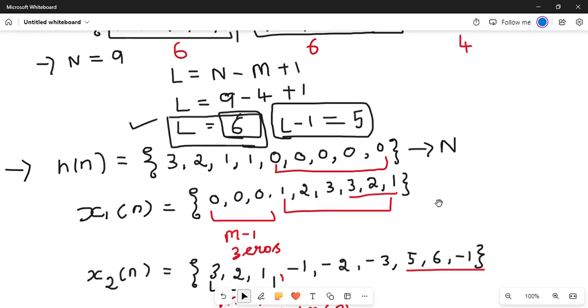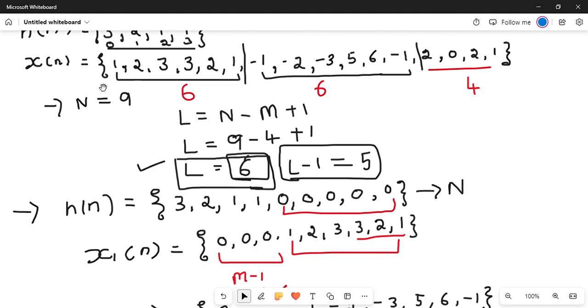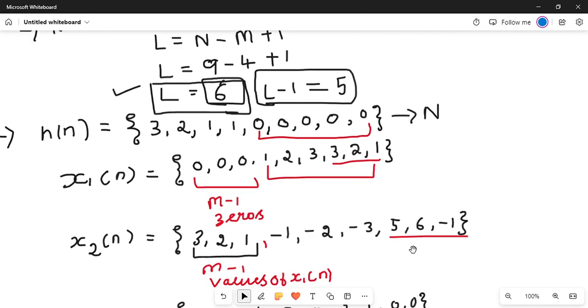Then what do we do? The first 6, that is, when we divided x of n by 6, we got the first 6, that is this 1 2 3 3 2 1. We are adding it over here. We added this over here. Fine. We added 1 2 3 3 2 1 along with m minus 1 zeros. Okay. This is the original thing.